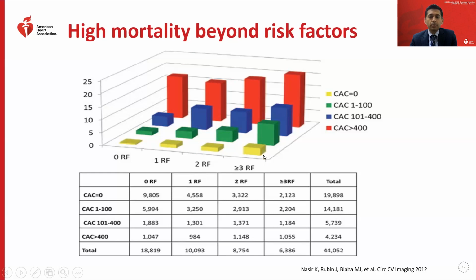If you look here on the bottom right of my screen, the yellow bar, this is the risk of someone with 0 calcium with a lot of traditional risk factors compared to someone with maybe no traditional risk factors, the back left, but a calcium score of greater than 400. It goes to show how prognostically valuable a calcium score can be, because it really reclassifies someone's risk independent of traditional risk factors, which is also very, very important and telling.